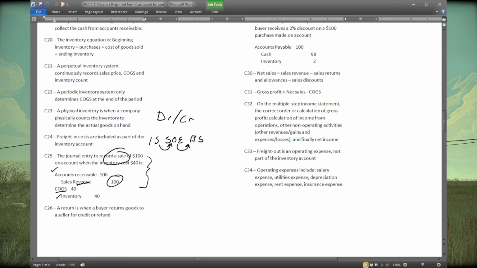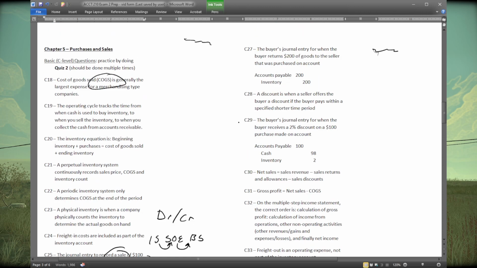Why did AR go up? Because we made a sale. Why did inventory go down? Because we used it up when we sold it. So just make sure you understand what a journal entry for a regular sale would look like.